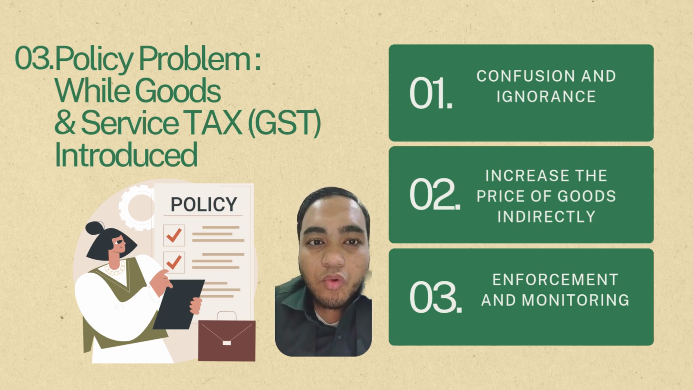The second major problem was the indirect increase in goods prices. While the government promoted GST as an improvement over the previous sales and service tax, consumers reported price increases even on GST-exempt items. This created a significant burden, especially for ordinary citizens buying daily necessities like groceries and household items. The situation was further complicated by some traders who took advantage of the GST implementation to raise prices unjustifiably.